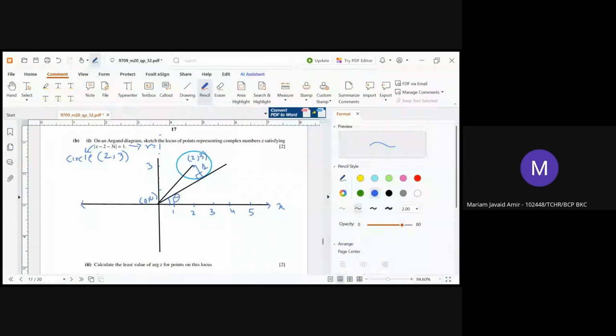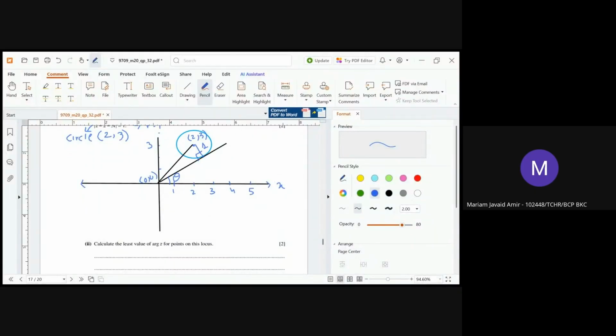So that will be, let me do the working here. Square root of (2 minus 0) whole squared plus (3 minus 0) whole squared. That's 4 plus 9, which is going to be square root of 13. So this length is square root of 13. So we can find this angle. However, we need the angle under that. We need the angle which is marked in blue. How would we do that?